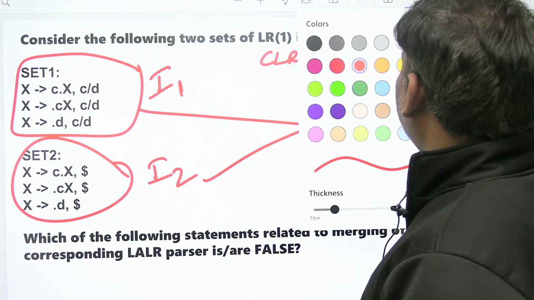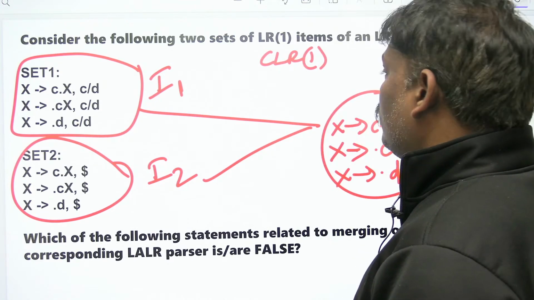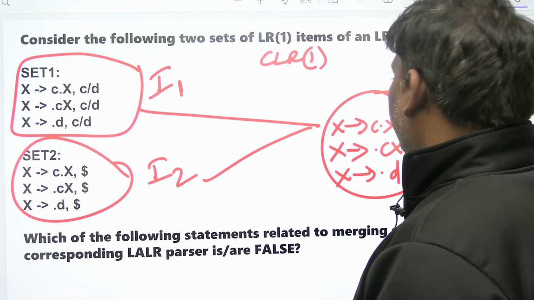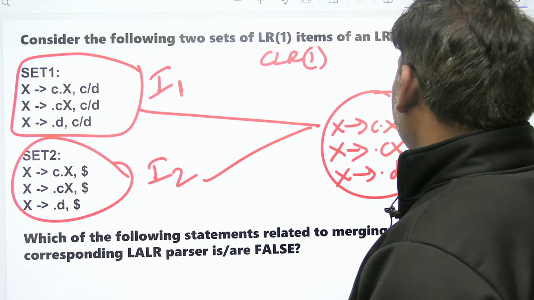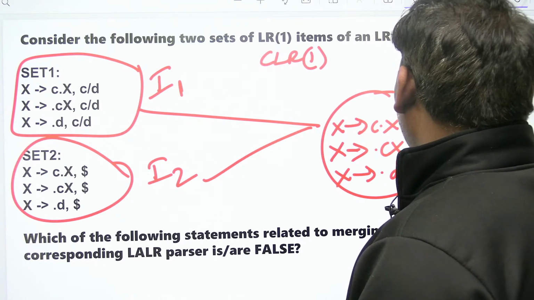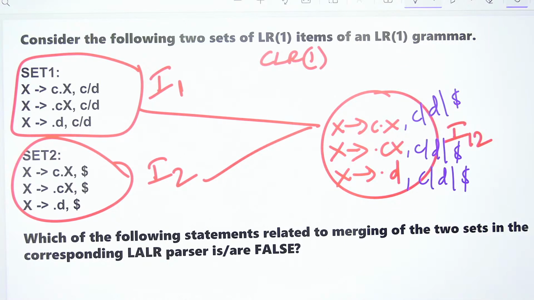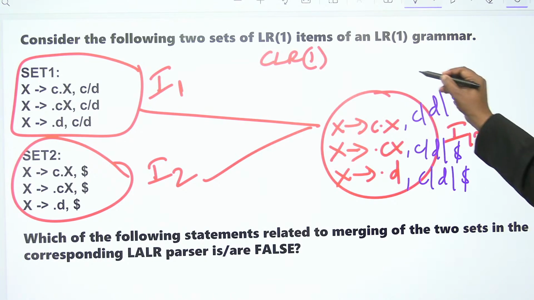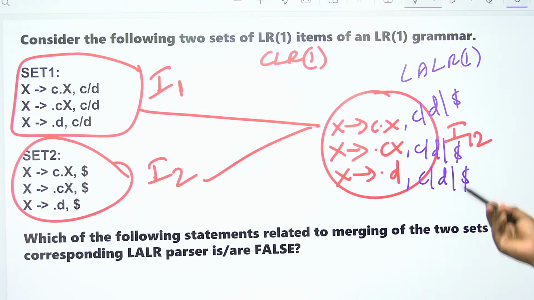Can you say what about lookaheads? What is the lookahead in the first one? C or D. In the second one, dollar. So the first one has C or D, and this one has dollar. So this is the story. If you make 2 states as one state, with the same production, the lookaheads just do a union. This is called LALR1. The state number is I12. Previously 2 states, now it is only 1 state.